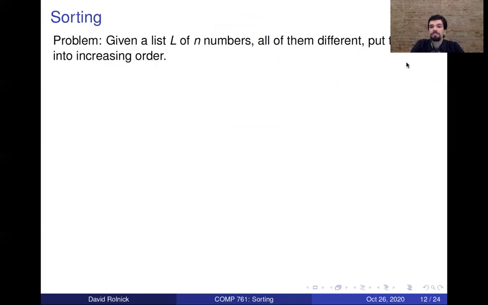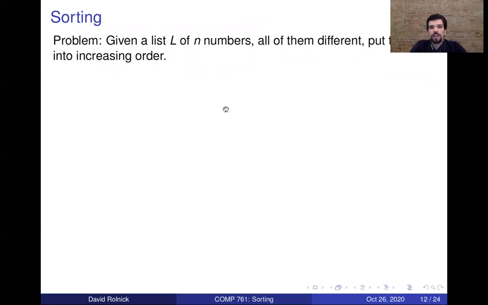So today we will be thinking about sorting. The problem is, given a list of n numbers, all of them different, put them into increasing order. We don't know what the n numbers are. We just know that they are different. We want to order them. We will look at a few different ways to do this.